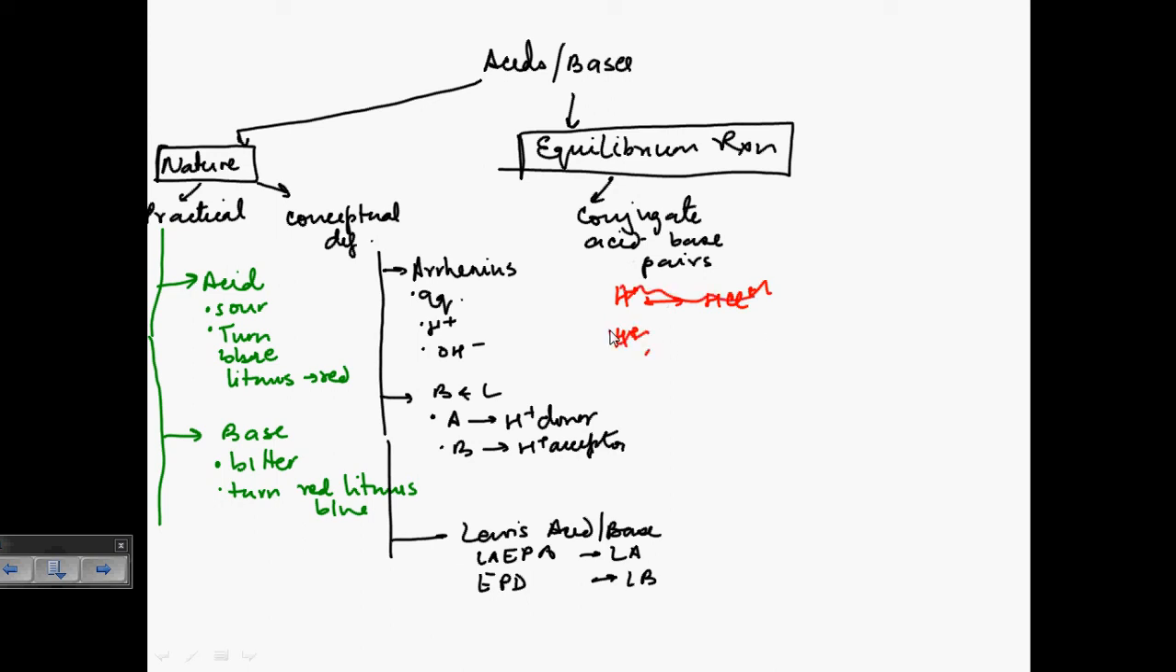So acetic acid and acetate. Similarly, HCl and Cl minus. These are conjugate acid base pairs because they differ from each other in a proton.